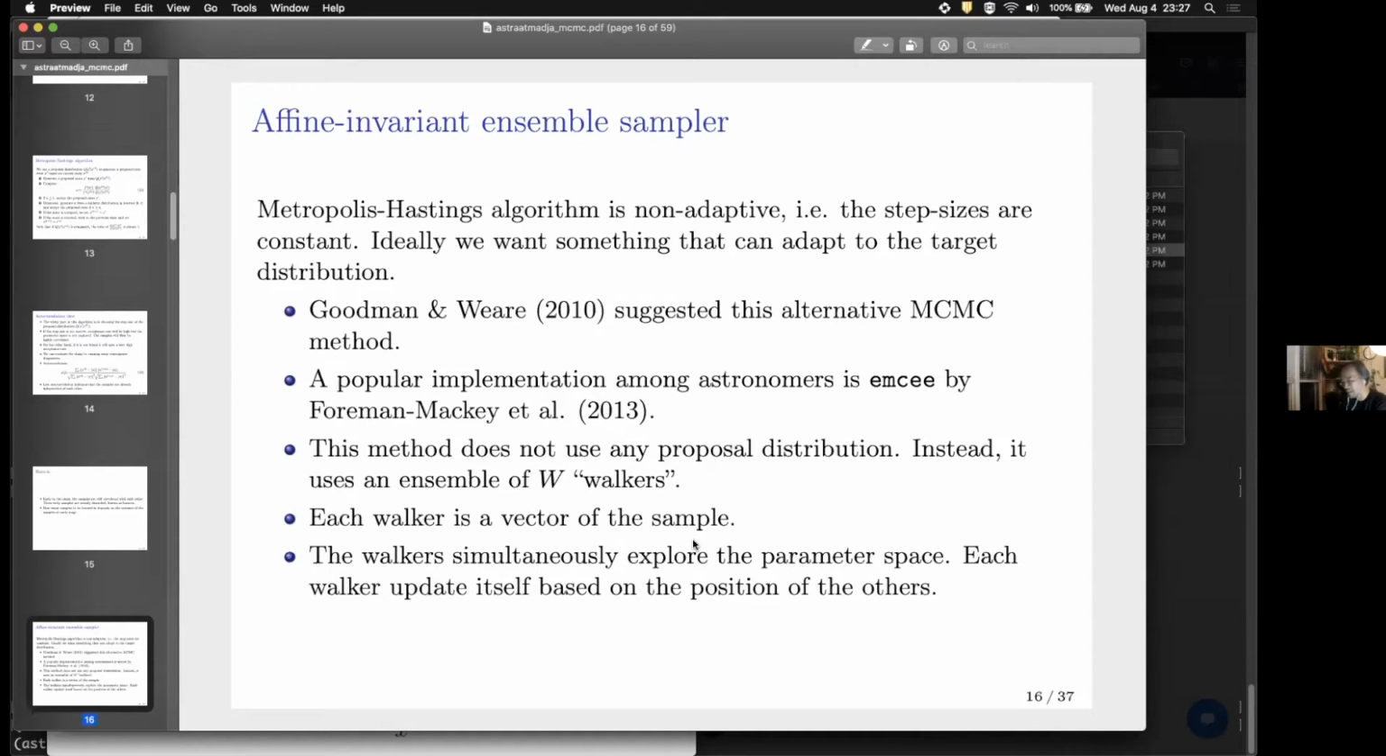So we actually want to find something that can adapt to the target distribution, that can evaluate whether a value is high probability or low probability, and where it should go. This is what was proposed by Goodman and Weare in 2010. And as you have heard, there's a popular implementation called emcee, by Foreman-Mackey et al. It's used by a lot of astronomers everywhere. Everybody uses emcee, but that's not the only implementation. There's a lot more.